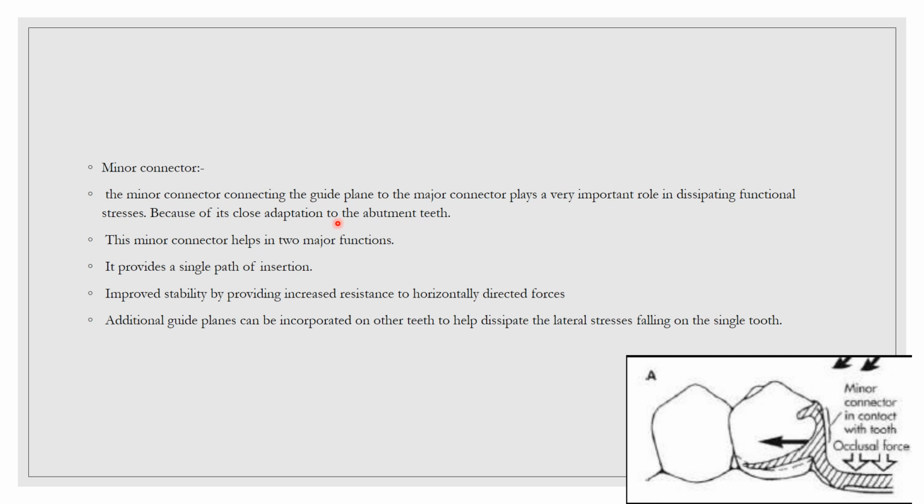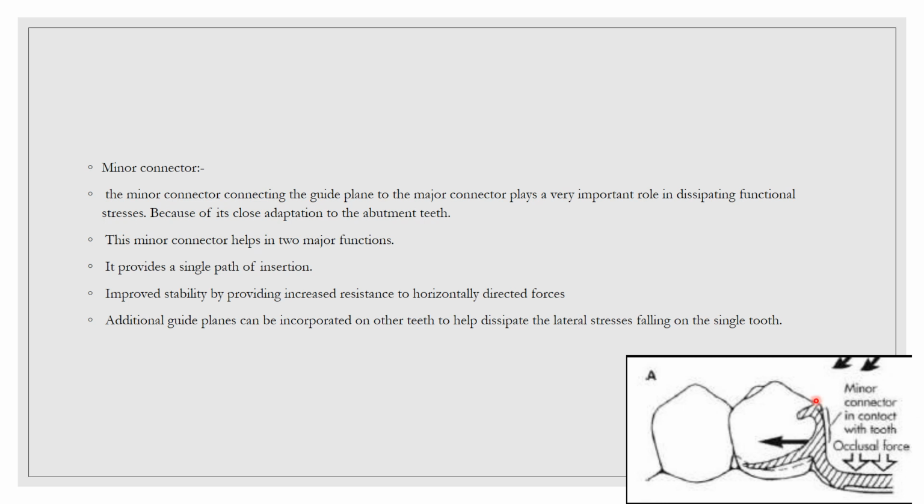The minor connector connecting the guide plane to the major connector also plays an important role in dissipating functional stresses, because of its close adaptation to the abutment teeth. This minor connector helps in two functions: it provides a single path of insertion and provides stability by providing increased resistance to horizontally directed forces.